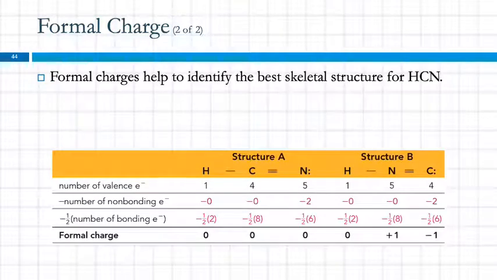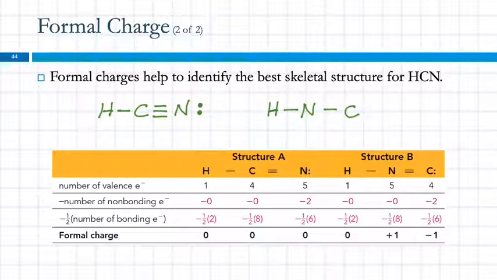Okay, so here we're going to look at two structures for hydrogen cyanide. And it's in here, but it's too tiny. So the first one, we put carbon in the middle, and we could put a triple bond here, and that would give us, it's using the correct number of electrons, and everybody has an octet.